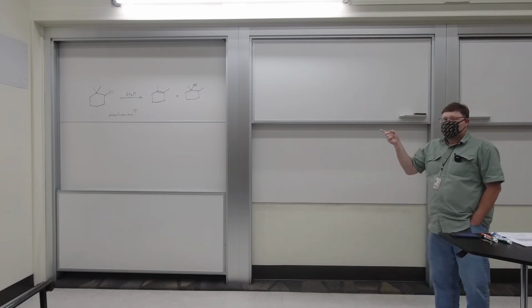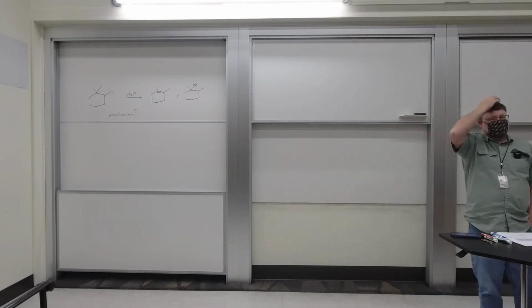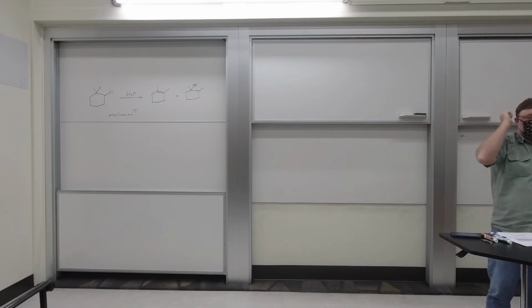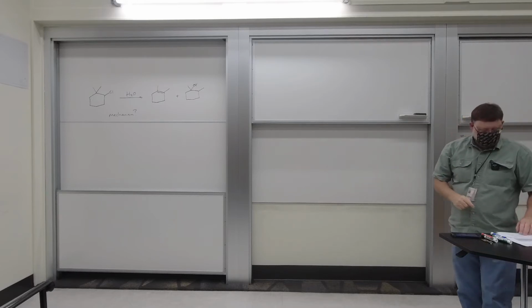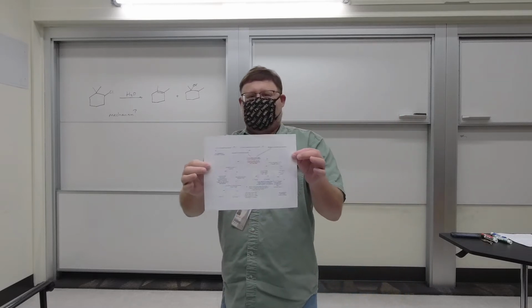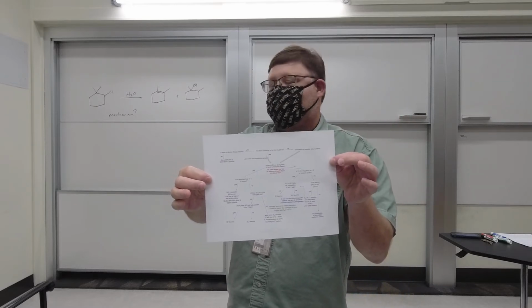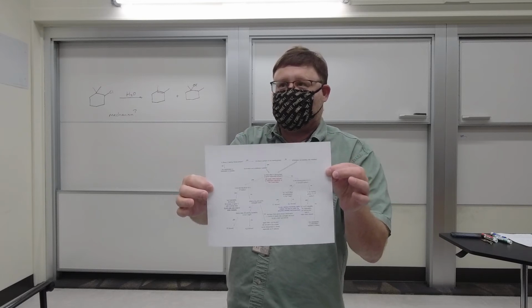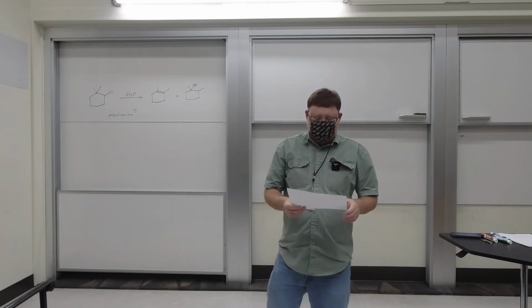Okay, so I left this on the board at the end of the last class and go through the mechanism. What I just handed out to you is this flowchart that is found in the Chapter 7 module called Substitution and Elimination Flowchart.